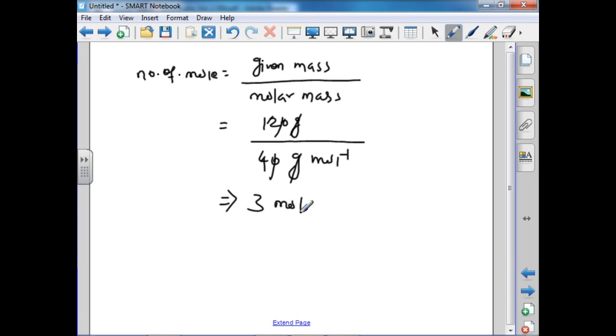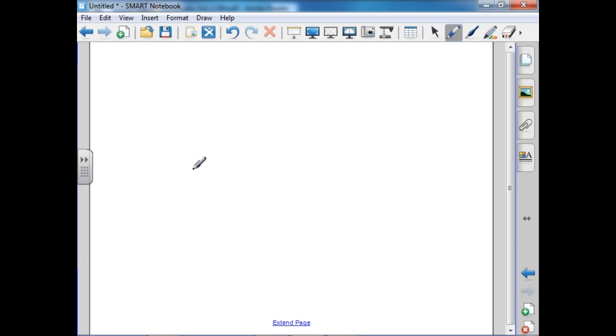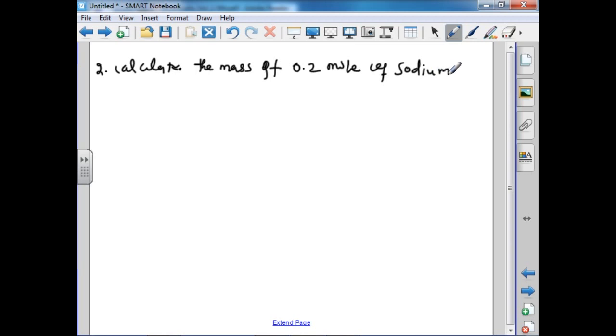The next question is, calculate the mass of 0.2 mole of sodium carbonate. Formula Na2CO3. So first, given. So what are the given?